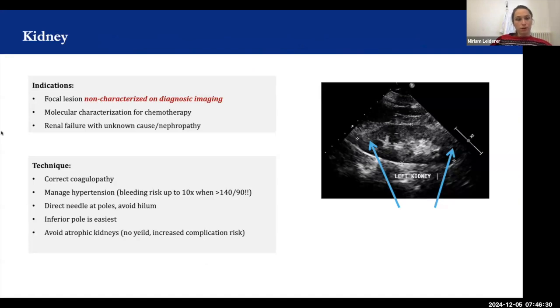Educate your clinicians as well. Discuss with them why you don't want to biopsy it and why it makes more sense to go straight to a partial nephrectomy.